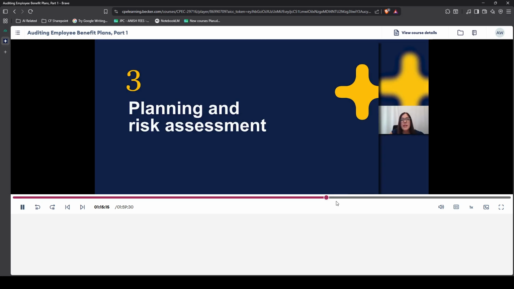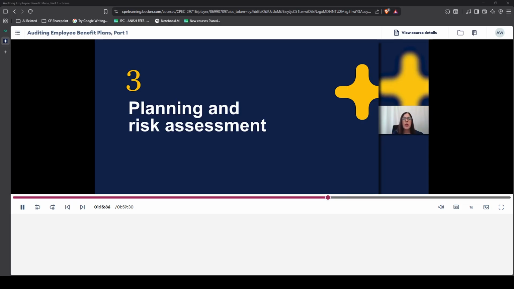So that brings us then to our planning and risk assessment section. We're going to spend a little bit of time here talking about the requirements in accordance with the risk assessment standards and why they're so important. And we'll talk about some best practices and procedures here associated with planning and risk assessment as well.